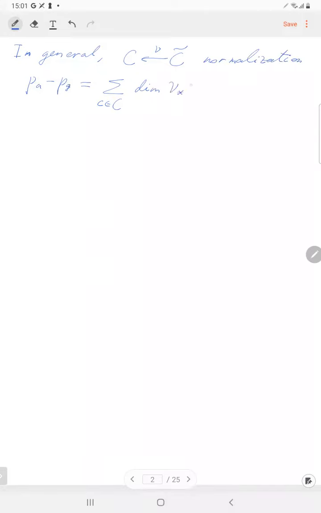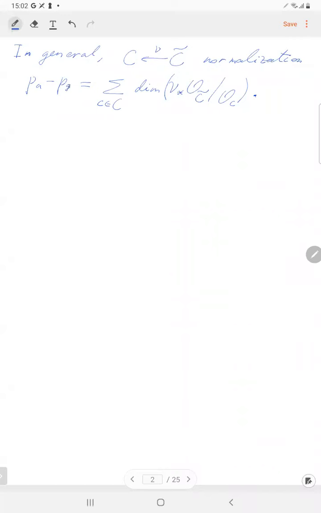Of nu, or the pushforward of the structure sheaf of the resolution modulo the structure sheaf of the base. I mean, for almost all points, nu is an isomorphism, and so this quotient is zero dimensional. The summands only occur at the singular points of the base.